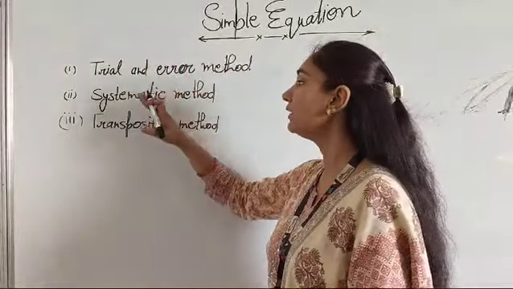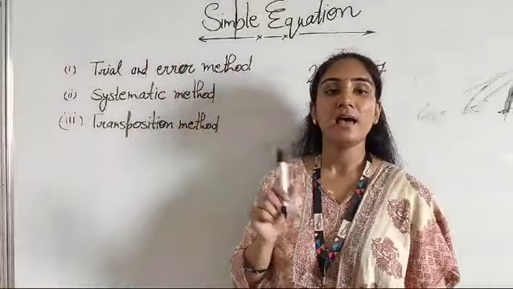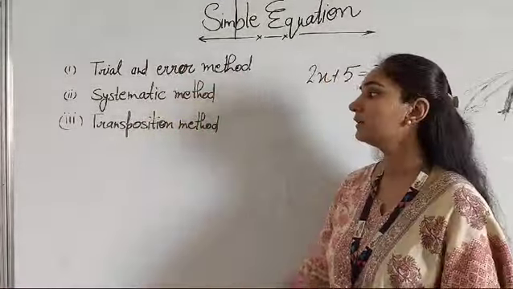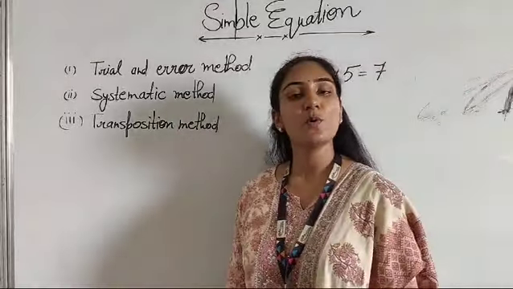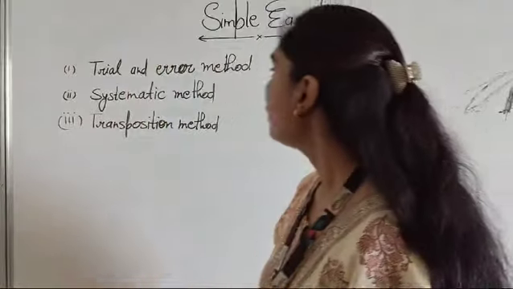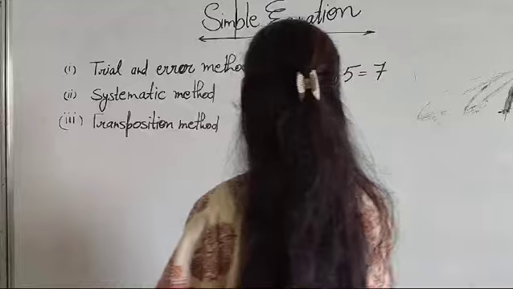There are three methods to solve the simple equation. The first method is trial and error method. The second method is systematic method. And the third method is transposition method. Okay? So let's start with the first method, that is trial and error method.